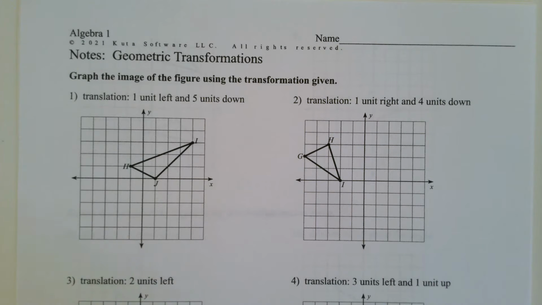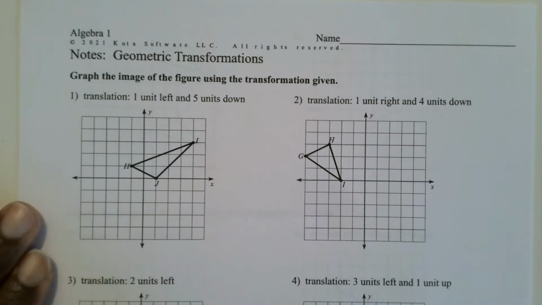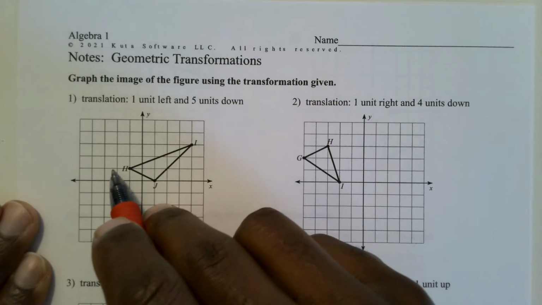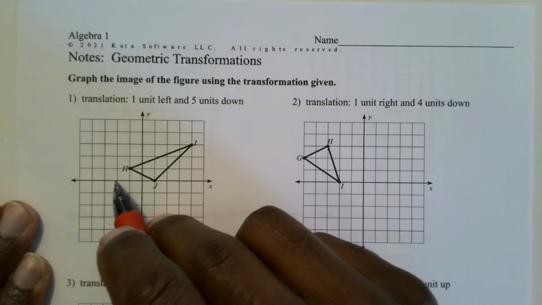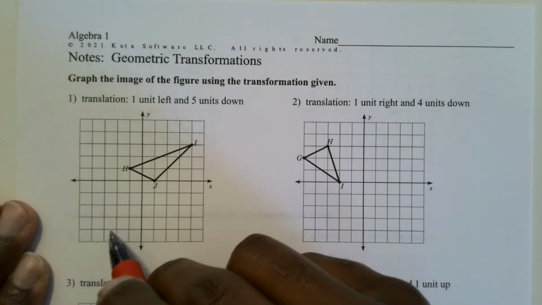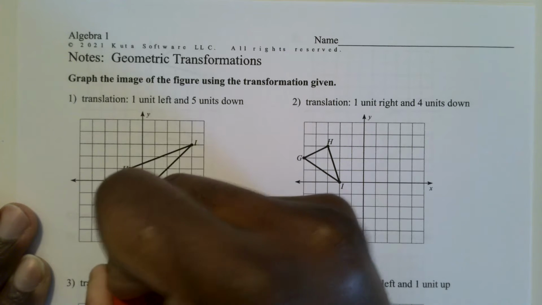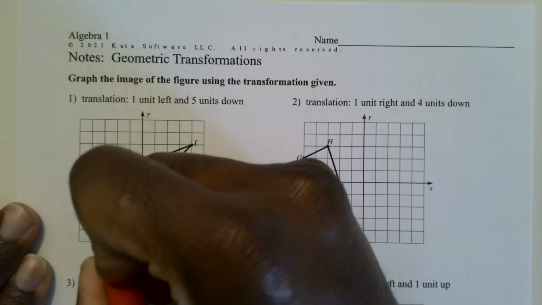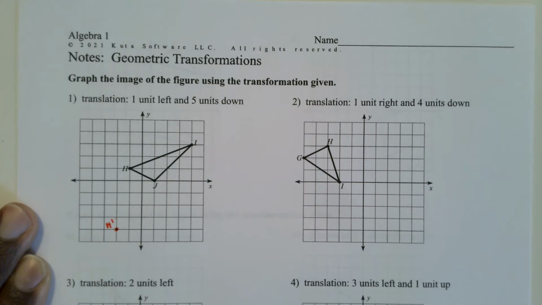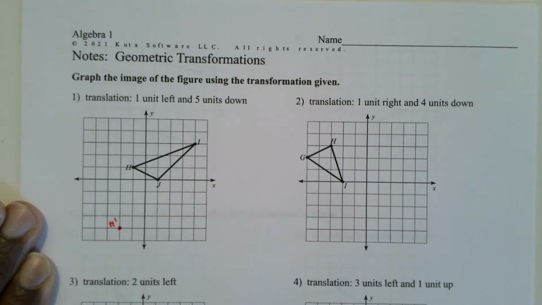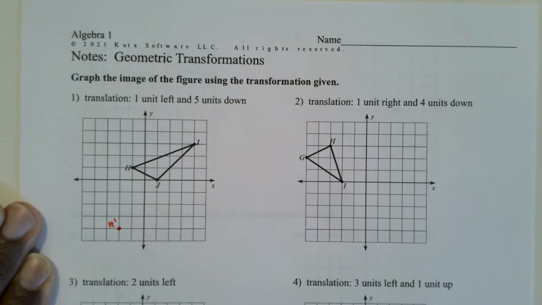And like I said, a translation is a slide of a geometric figure from one place to the next. So we just need to follow the directions that we're given. It's kind of like following a map, okay? So let's start with H and move it 1 unit to the left and 5 units down. 1, 2, 3, 4, 5. Putting our new point for H, which we are going to call H prime. You see that little apostrophe that I put right above that H? That means H prime. And that's our new point for H since we moved it from where it currently was.